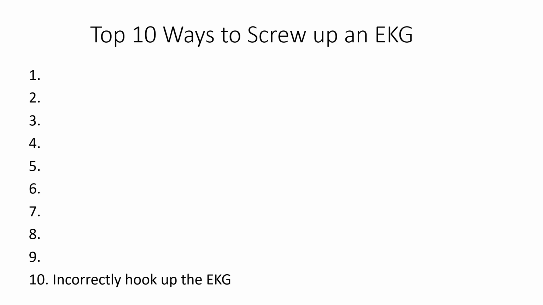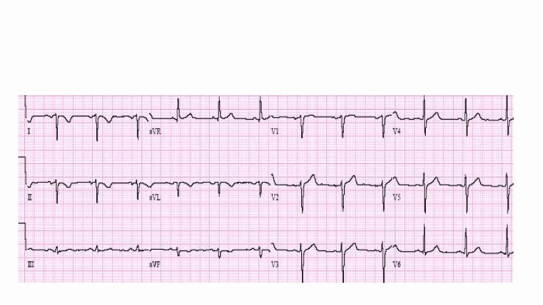And number 10 is incorrectly hooking up the EKG. Now again, this is normally done by nursing or ancillary staff, but it is your job to make sure that the EKG is properly hooked up and properly recorded. If you look at lead 1, we can see that lead 1 strangely appears to be all upside down. We know that in lead 1 we should see a P wave, QRS complex, and a T wave that are right side up, and yet they are upside down, negatively deflected.